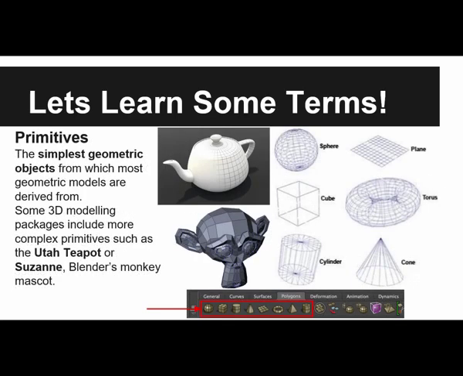Primitives. The simplest geometric objects from which most geometric models are derived. Some 3D modeling packages include more complex primitives such as the Utah teapot or Suzanne, Blender's monkey mascot.